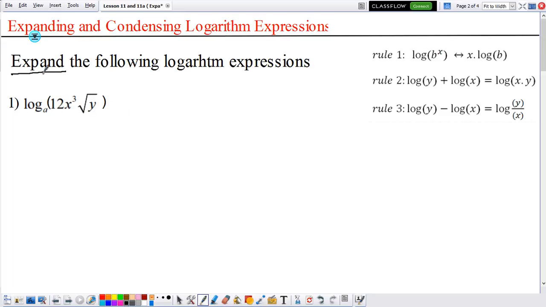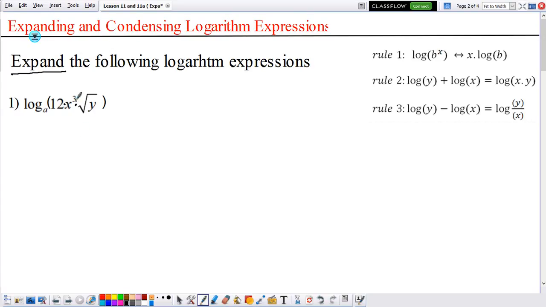When you're expanding, you need to see what's happening inside the log. Here, I notice that we have log, and inside the parentheses, we have 12 times x to the third times the square root of y. Notice that these three expressions are multiplying. Because I'm multiplying inside the logarithm, I'm going to be using rule 2. I'm going to go from right to left. Log of x times y is the same as adding them.